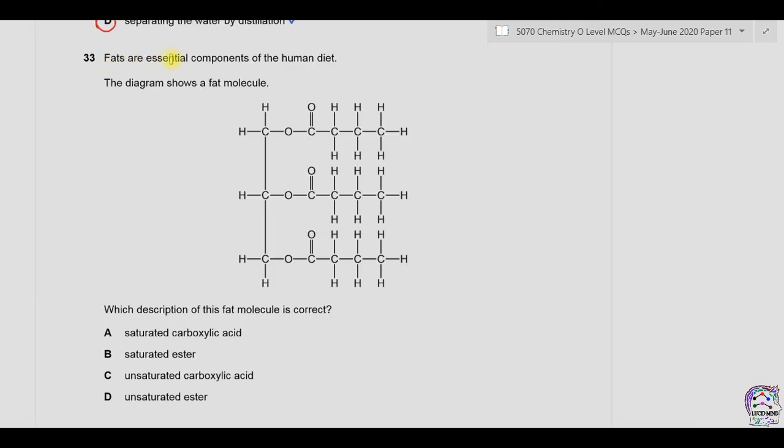Question 33. Fats are essential components of the human diet. The diagram shows a fat molecule. This is the molecule of fat. Which description of this fat molecule is correct? Let's first find out the functional group present in the fat molecule. So we have the C double bond O O functional group. Again, the same functional group is present.